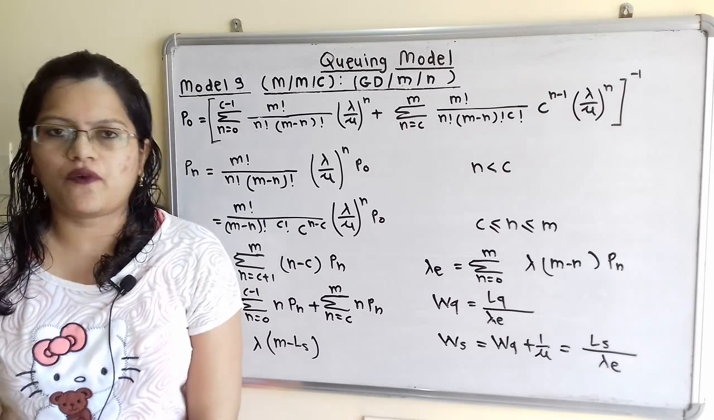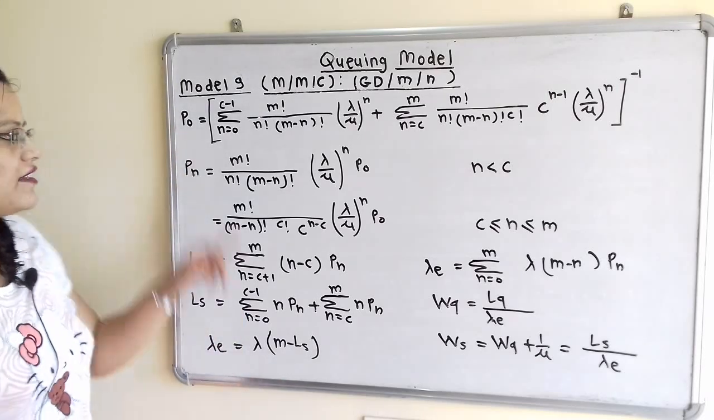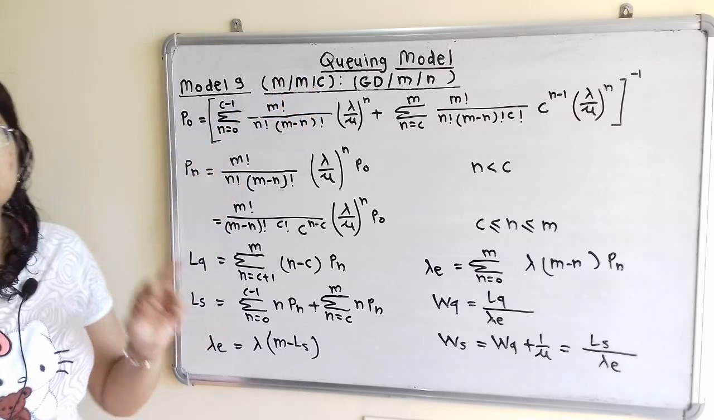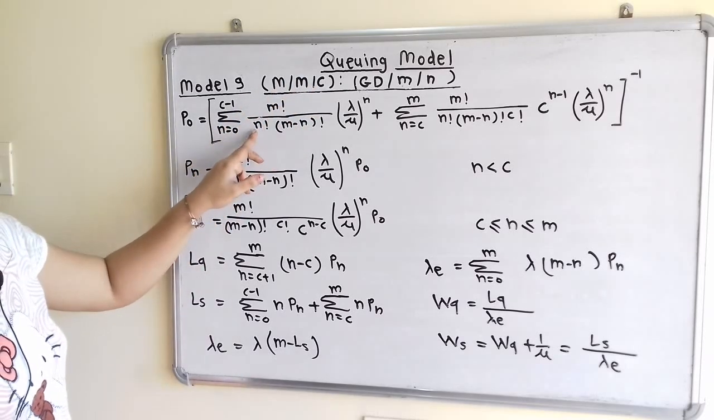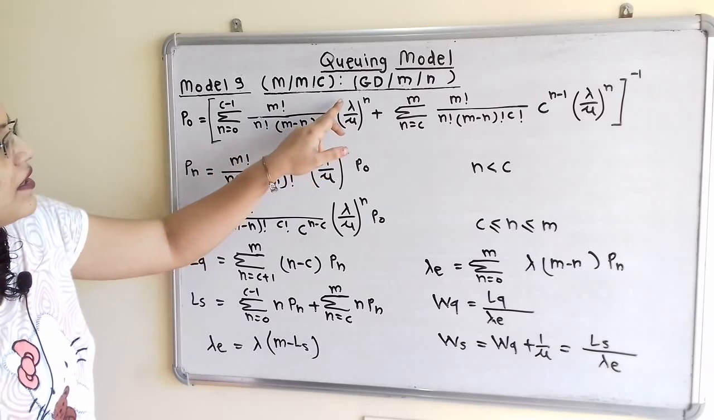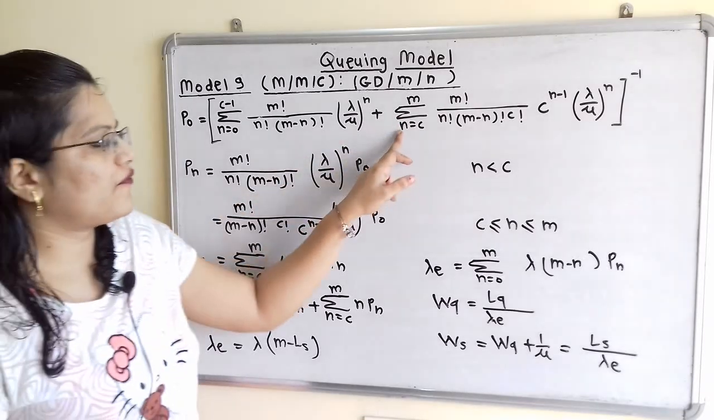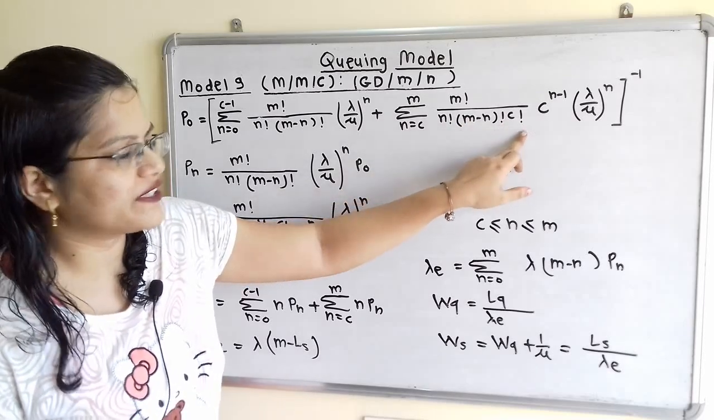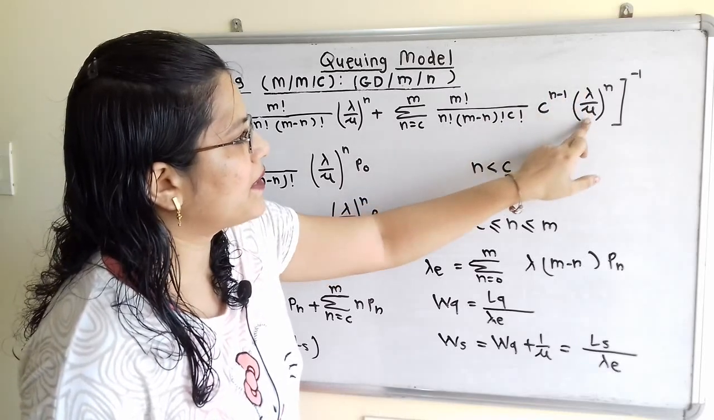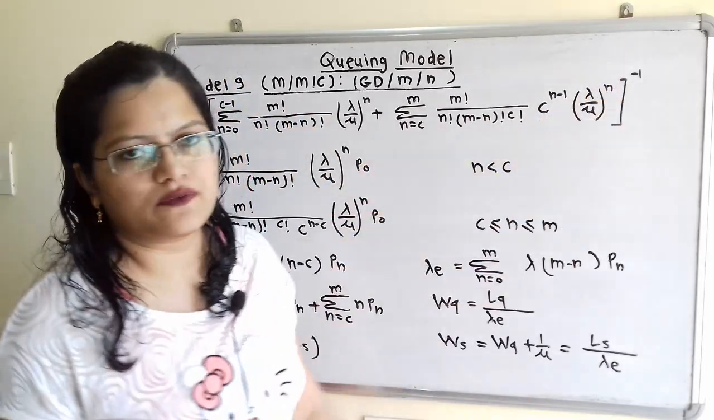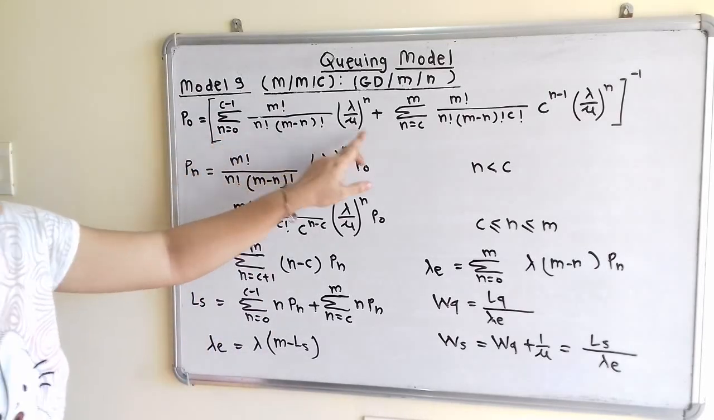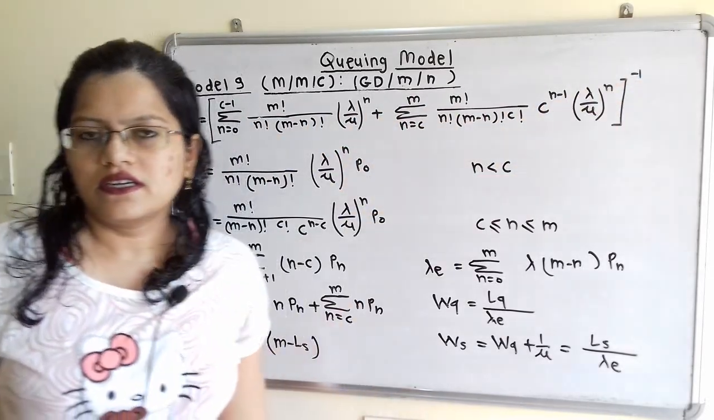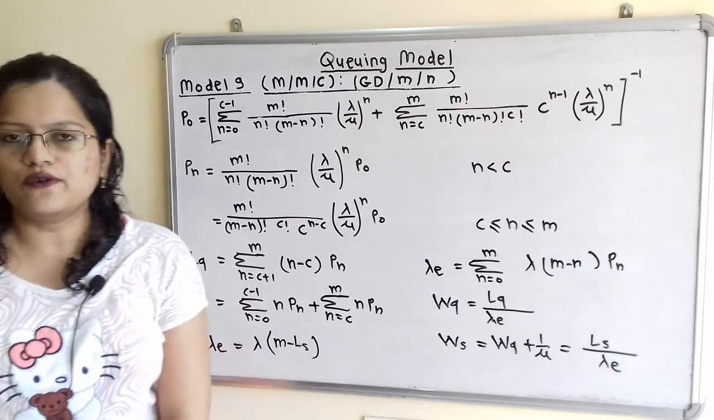Now we will move to the first formula. Probability of empty system, that is P0, is equal to summation of N is equal to 0 to C minus 1, where C is the number of servers, M factorial divided by N factorial (M minus N) factorial into (lambda by mu) raised to N, plus summation of N is equal to C to M, M factorial divided by N factorial (M minus N) factorial into C factorial C raised to N minus 1, (lambda by mu) raised to N, and whole bracket raised to minus 1. So we have to first solve this first part, then we have to solve this second part, then we have to add these two parts, and then we have to take this raised to minus 1, and then we will get the value P0.